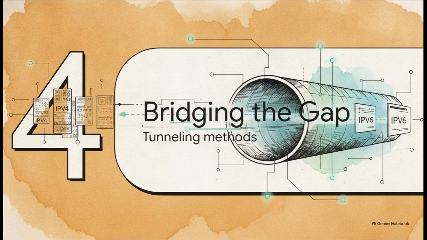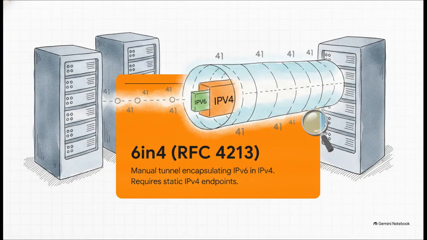Section 4. Bridging the gap. Tunneling. Okay, let's talk about the practical bridge between our legacy setups and the future, starting with 6in4, defined in RFC 4213. This is a manually configured tunnel where your IPv6 packets are encapsulated right inside an IPv4 header using protocol number 41. It's highly reliable, it's predictable, honestly, it's your go-to choice as long as you have control over the static IPv4 endpoints on both sides of the tunnel.